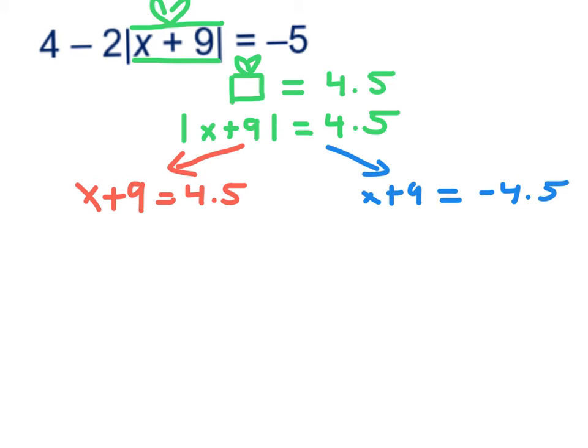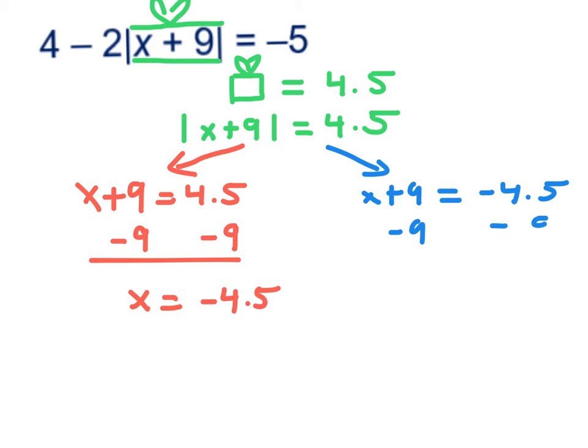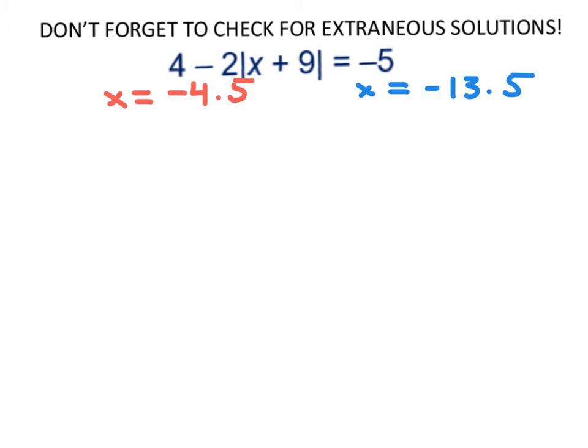Now I'm going to go through the process to solve each of these. So for the left side, I would subtract 9 from both sides and end up that x equals negative 4.5. On the right side, I would subtract 9 from both sides and end up with x equals negative 13.5. Now the last step is to check for extraneous solutions. So I'm going to plug my two solutions back into the original equation.